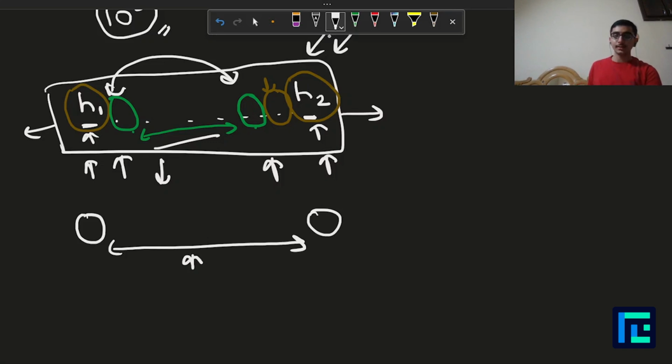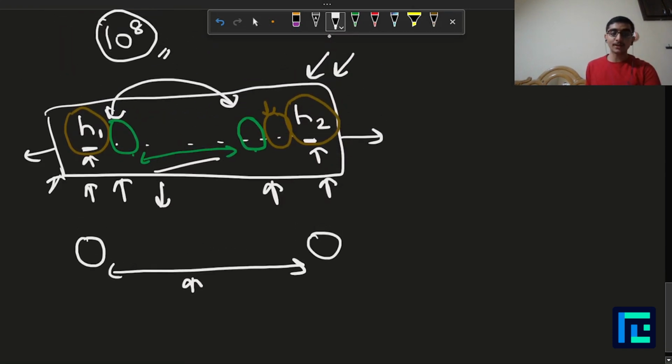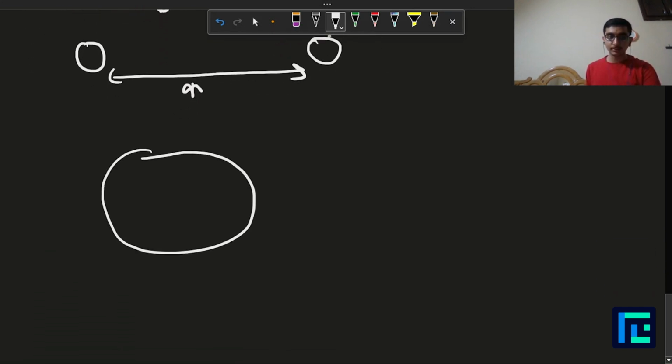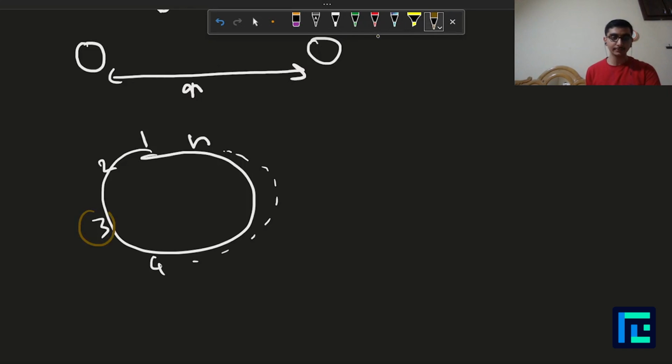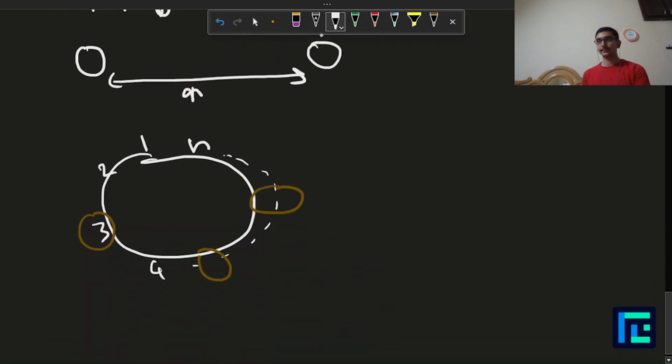The other question is that in the original problem statement, we are not just given H1 and H2 and we have to protect the houses in the middle. In the original problem, there is a circular neighborhood where 1 and n are neighbors, and we have 2, 3, 4, so on till n, right? So this kind of neighborhood, and some of these houses are initially infected. Let's say these houses are initially infected, and now we have to protect the maximum number of houses. This is the original problem, right? So how do we incorporate this logic, this above logic, into the original problem statement, right?